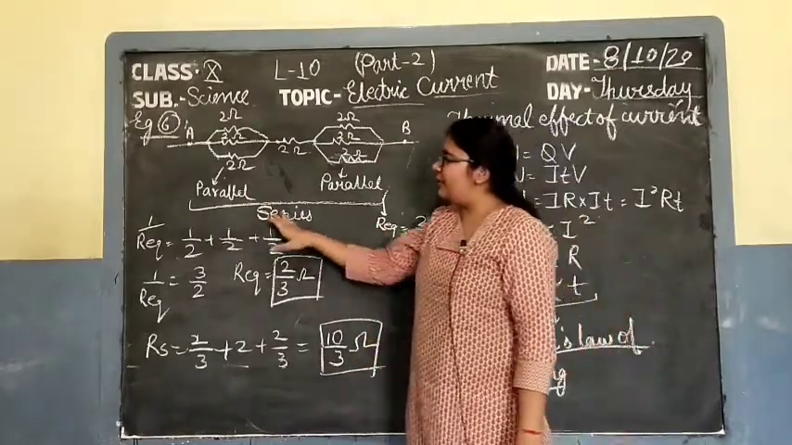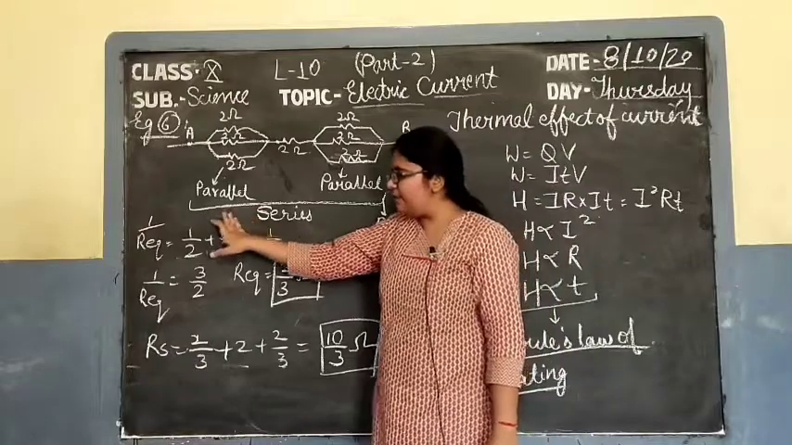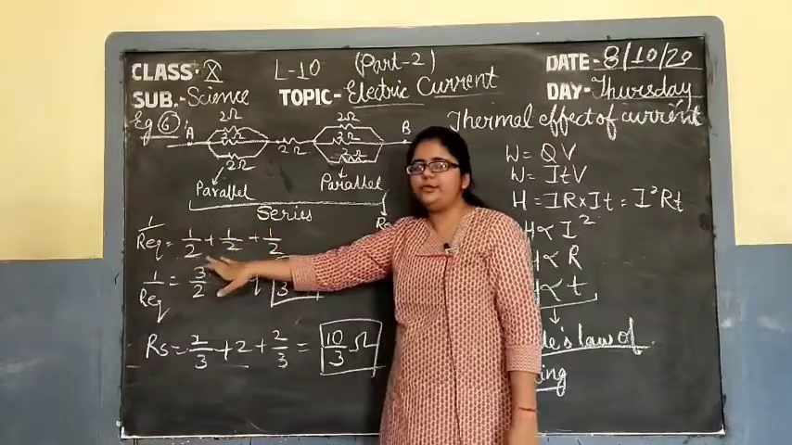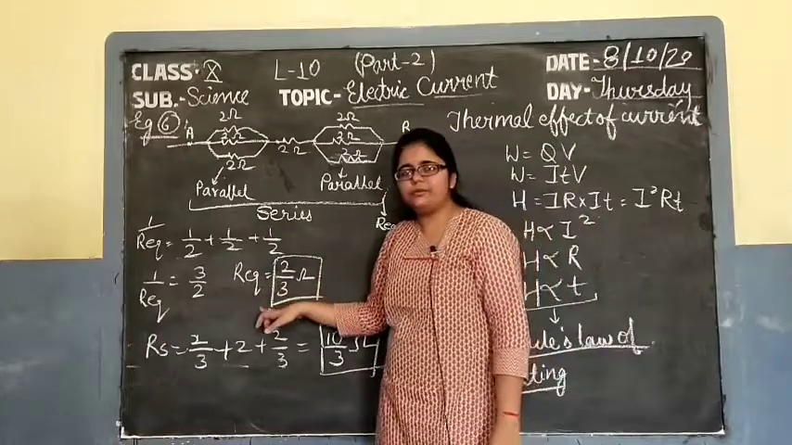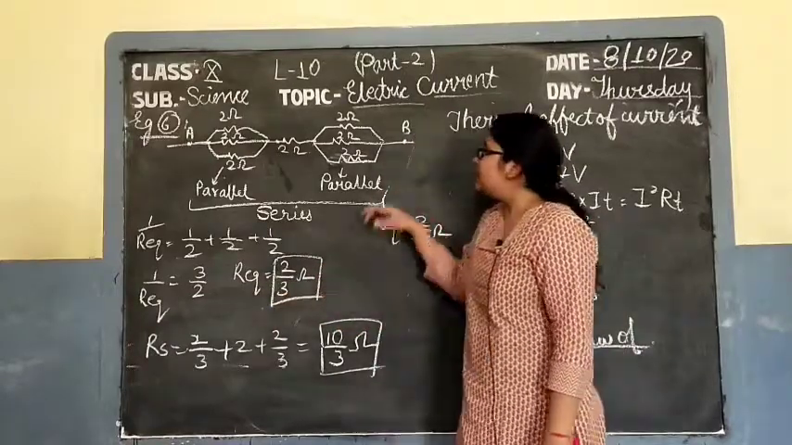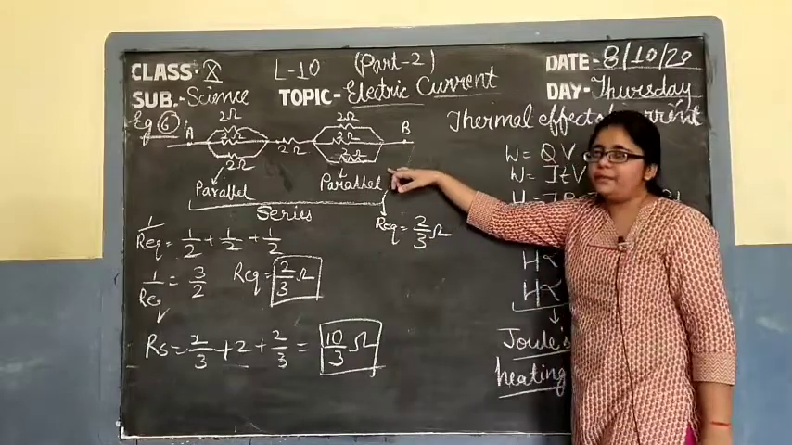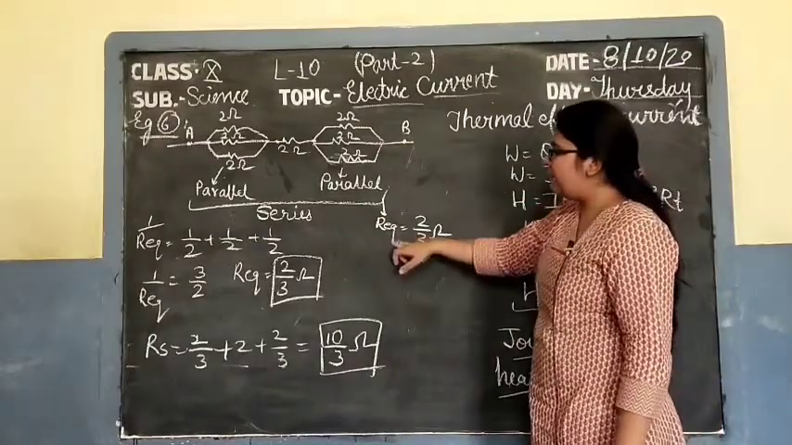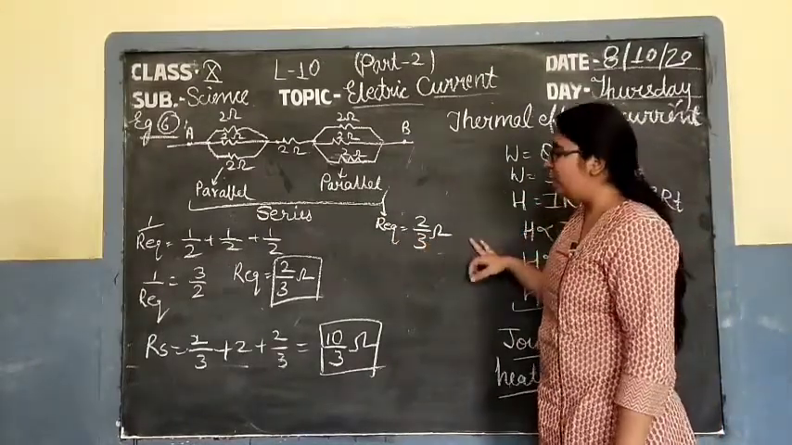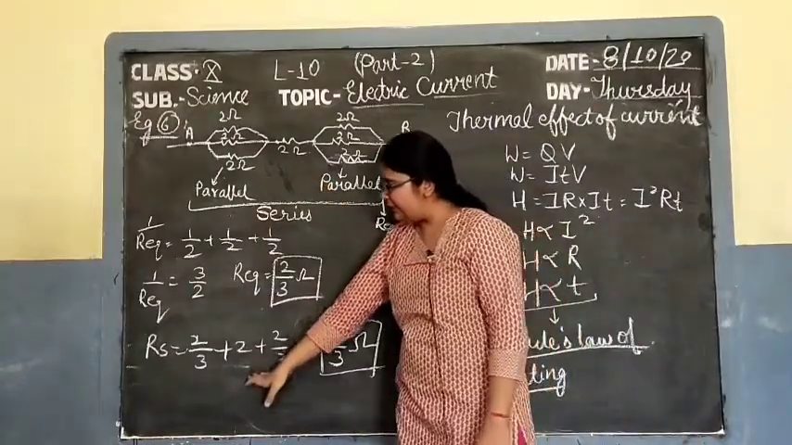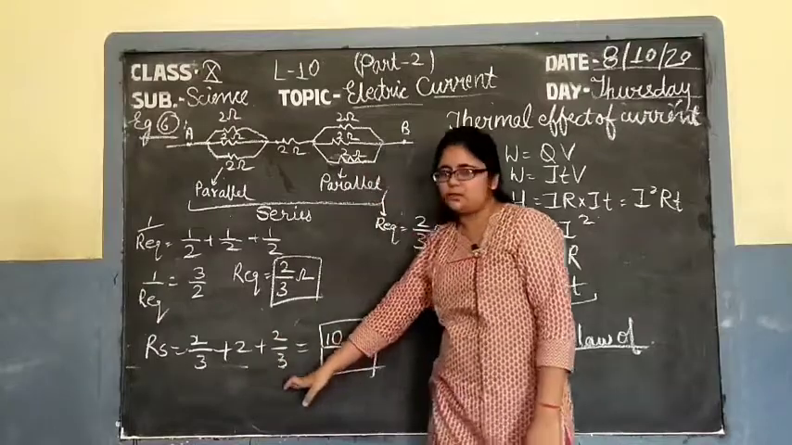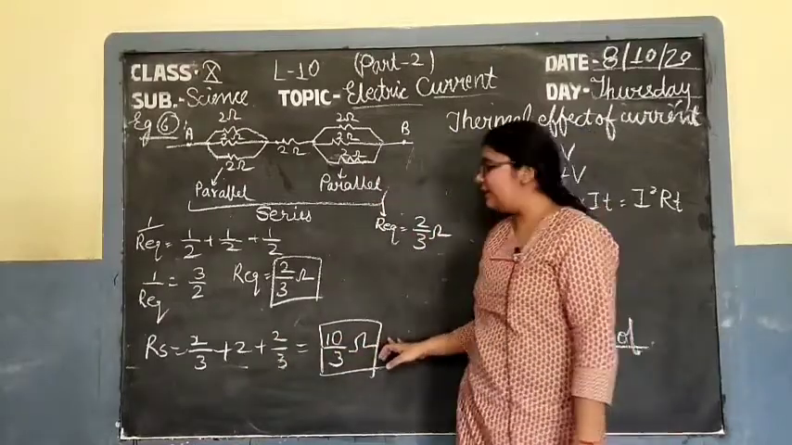So first of all we calculate the parallel combination by the formula 1 by R equivalent is equal to 1 by R1 plus 1 by R2 plus 1 by R3. By that we get R equivalent 2 by 3 ohm. The values of resistance are the same in the next one, so the R equivalent will again be 2 by 3 ohm. Then they both are in series with 2 ohm. Then R series will be 2 by 3 plus 2 plus 2 by 3. Then it will be 10 by 3 ohm.